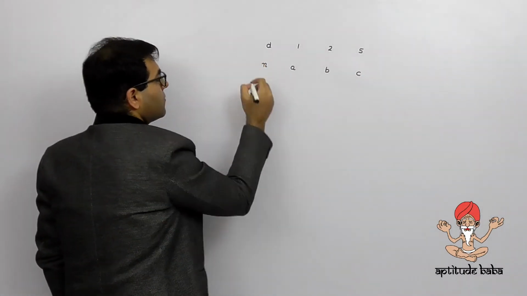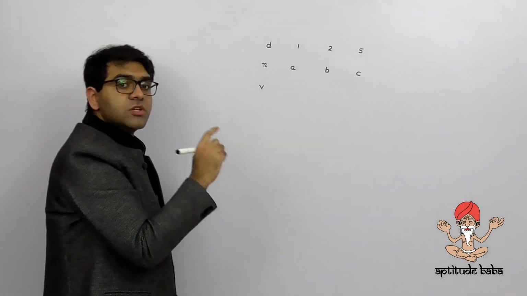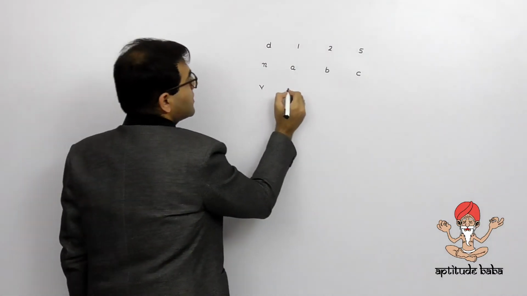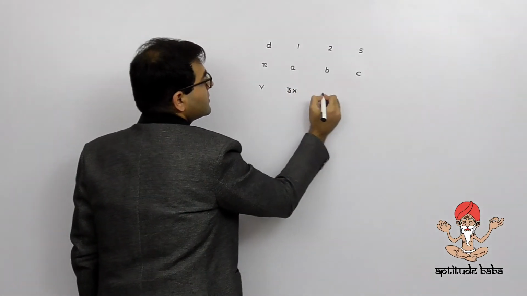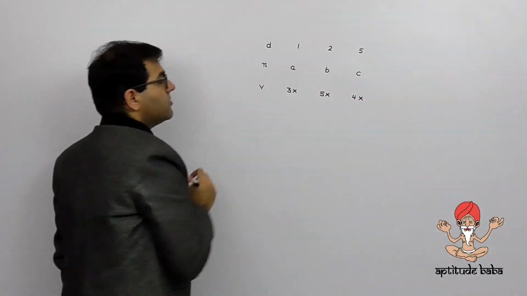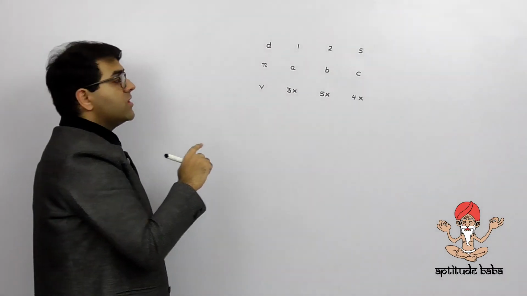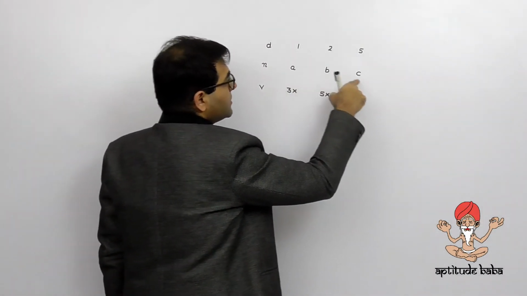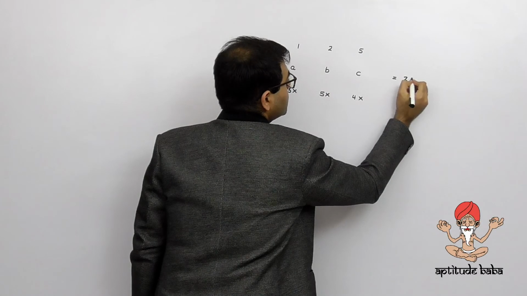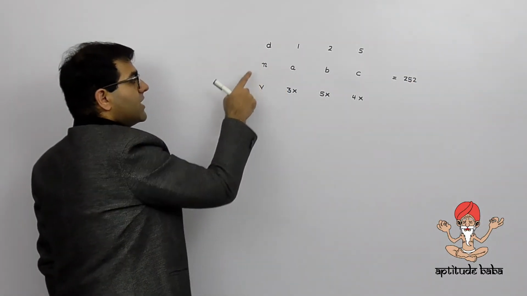Denomination into the number of coins gives us the total value, which has been given to me in the ratio 3:5:4. So can I say the total value we can write as 3x, 5x and 4x. As per my given question, the total number of coins is 252. So can I say A plus B plus C equals 252?